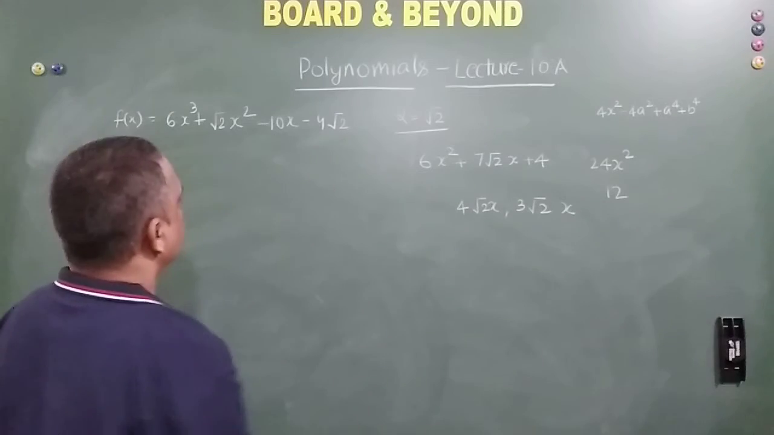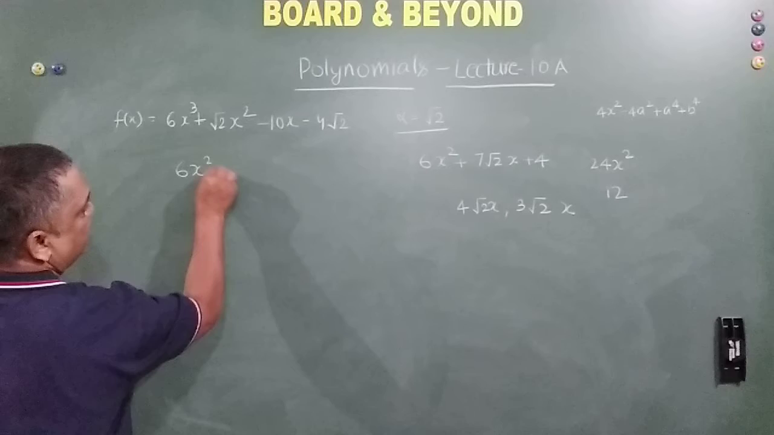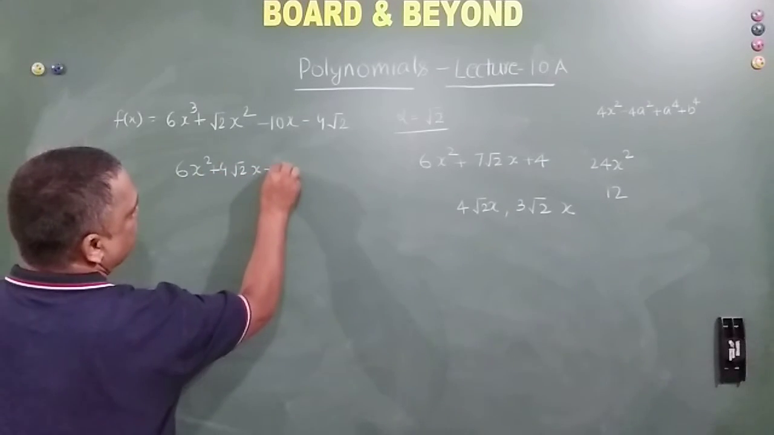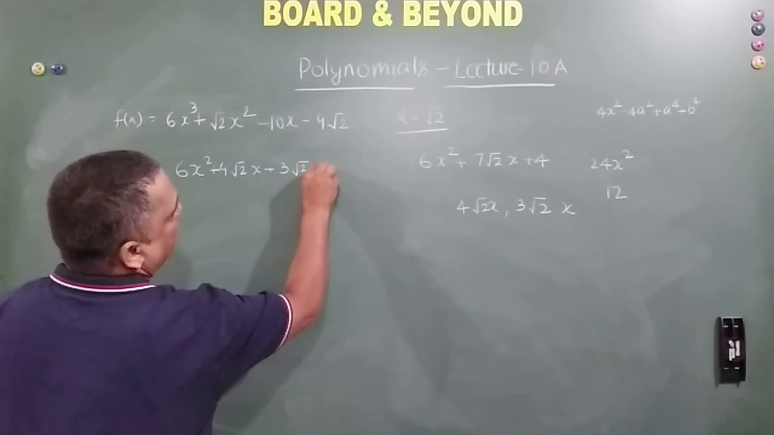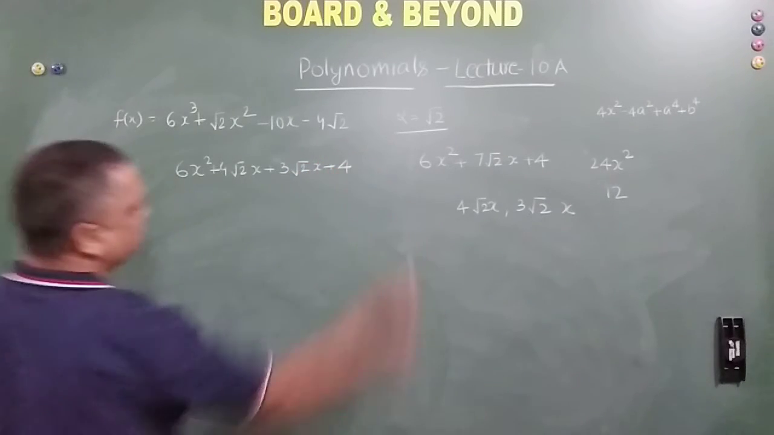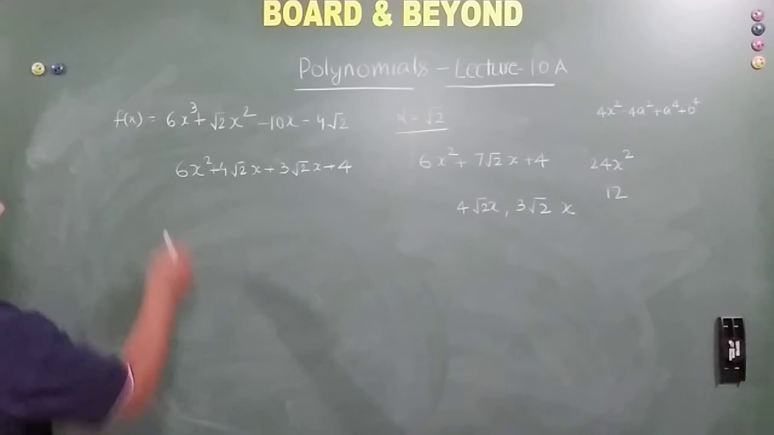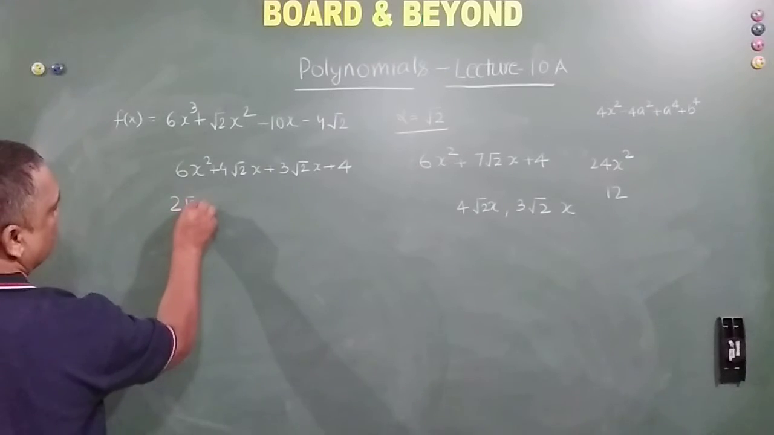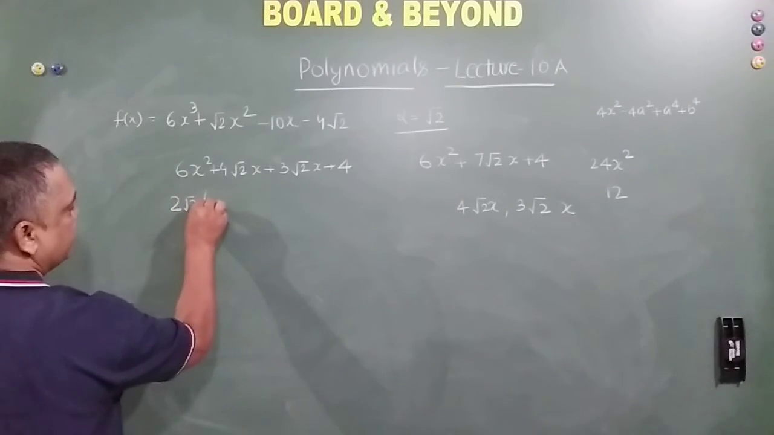So we can actually write it like this: 6x square plus 4 root 2x plus 3 root 2x plus 4. Right, friends? So what can we take common out here? We can take 2, and we can even take root 2 out, and we can take x also out.